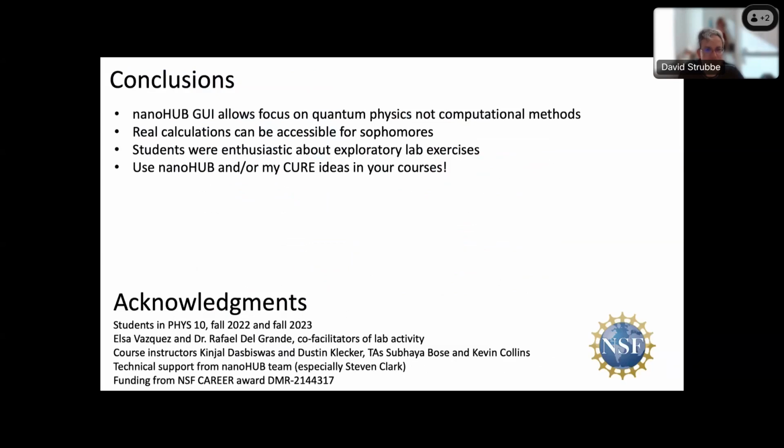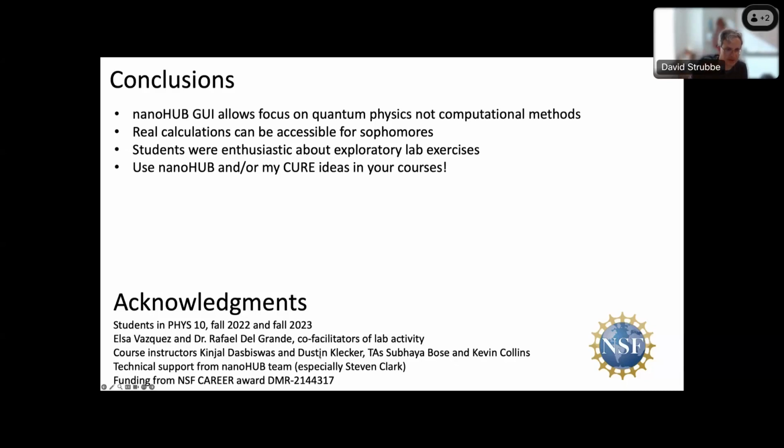So some conclusions is that by using these GUIs in nanoHUB, we can focus on the quantum physics that we want to teach and not necessarily on the computational methods. Although, of course, there are other ways to use the tools if that is what you want to teach. That even for sophomore students, they could do real, serious condensed matter theory calculations here. They were enthusiastic about this, and I encourage you to think about how to use nanoHUB and perhaps the idea of a CURE in your own courses.